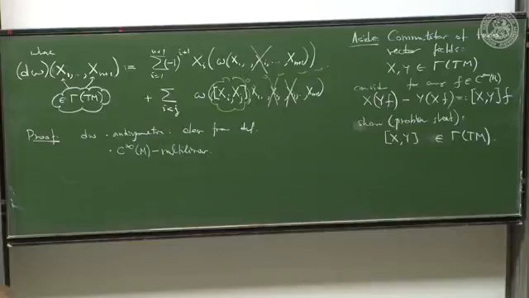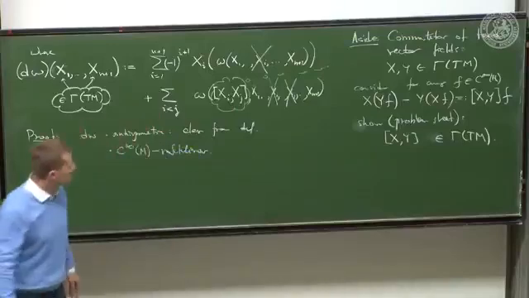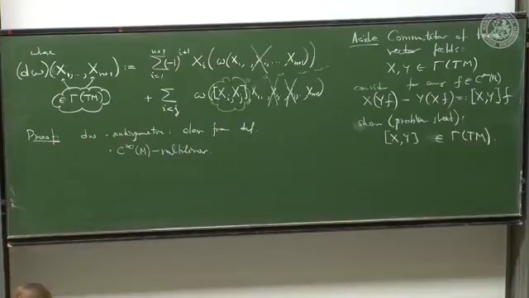Okay, and so this commutator we use here. And it's of course antisymmetric. The commutator [X, Y] is minus the vector field commutator [Y, X].